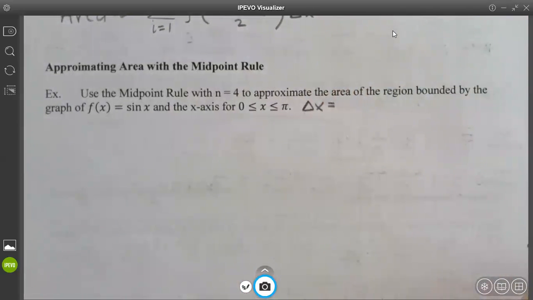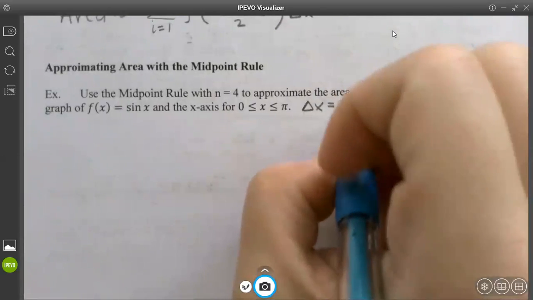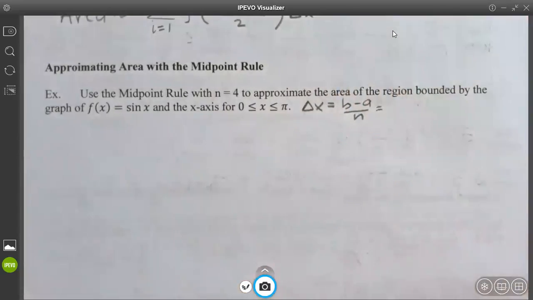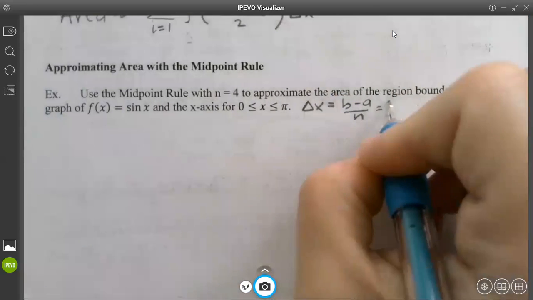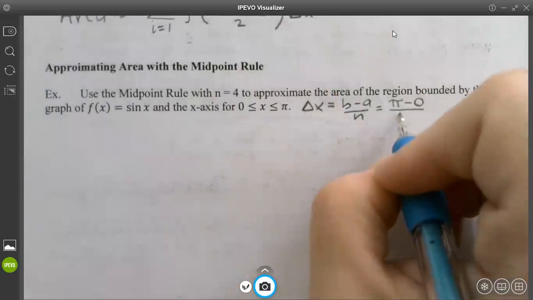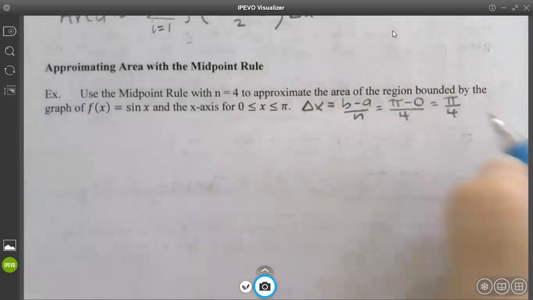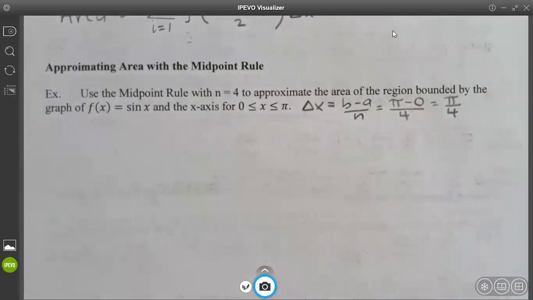Remember, delta x is still the same thing: b minus a over n. What was b? What was a? Over n. That's the difference. Calm down, everybody. So same formula, same thing, we just have an n this time.